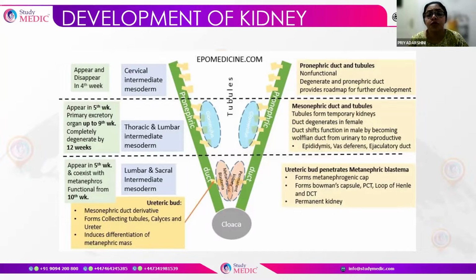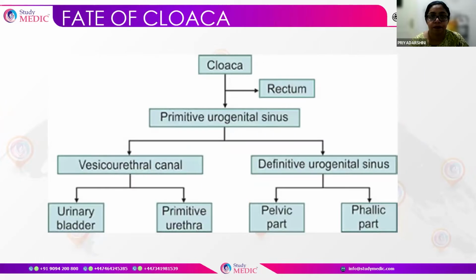Now, coming to the metanephric blastema or the metanephros, this appears by the 5th week. It is going to be present along with the mesonephros, and this becomes functional by around the 10th week. And the origin is from the lumbar and sacral intermediate mesoderm. And it is from this metanephros that we have the formation of Bowman's capsule, the proximal and the distal convoluted tubule, the loop of Henle. Or in other words, the kidney proper arises from the metanephros.